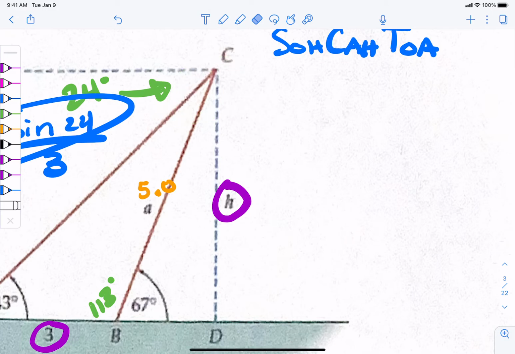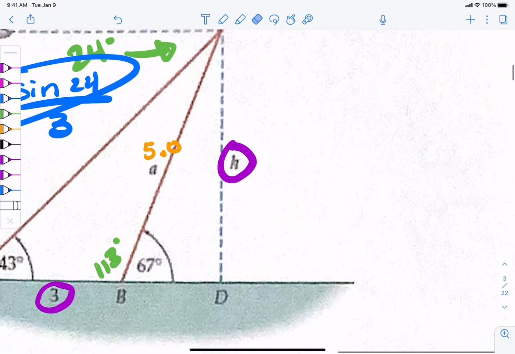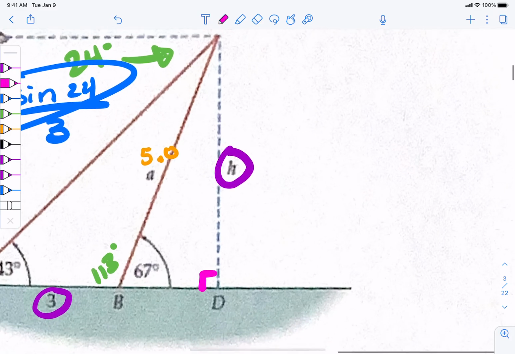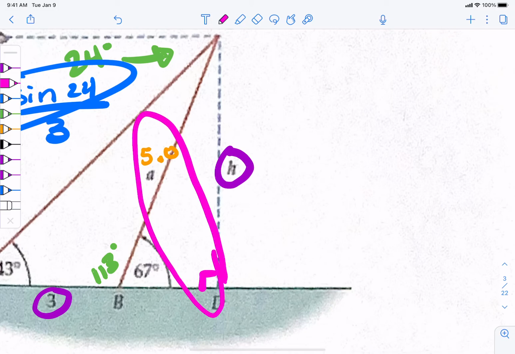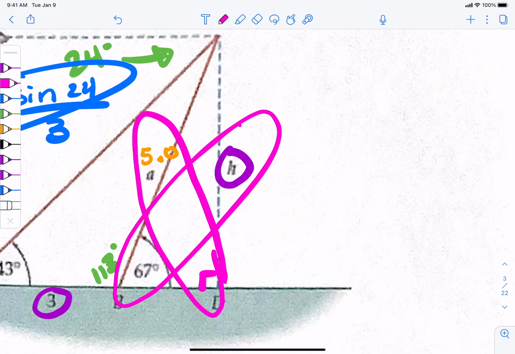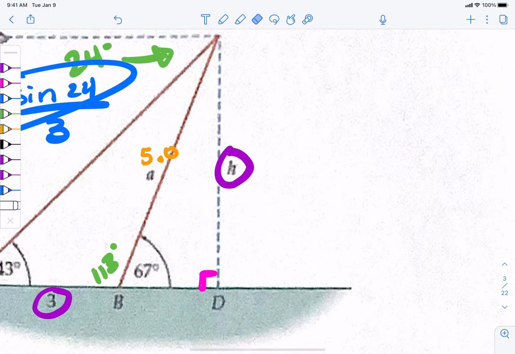It's a right triangle. Now, let me give you this. What's angle D down here at the bottom? 90. So technically these two are opposites from each other, and these two are opposites from each other. So we could do the law of sines if you wanted to. You could totally do the law of sines if you wanted to, right? Sine of 90 over 5 equals sine of 67 over h. You could totally do that, and it would work. But we could do SOHCAHTOA instead. Do you want to do that instead? Yeah, since that's what you're familiar with.